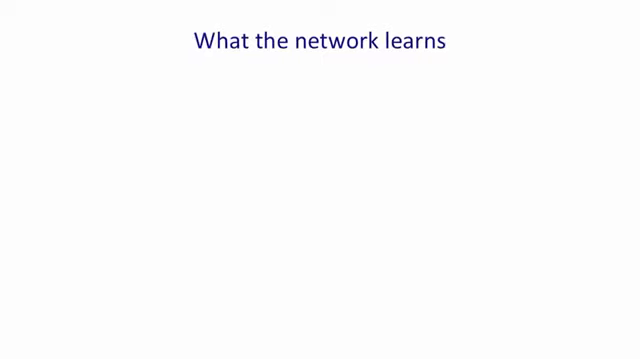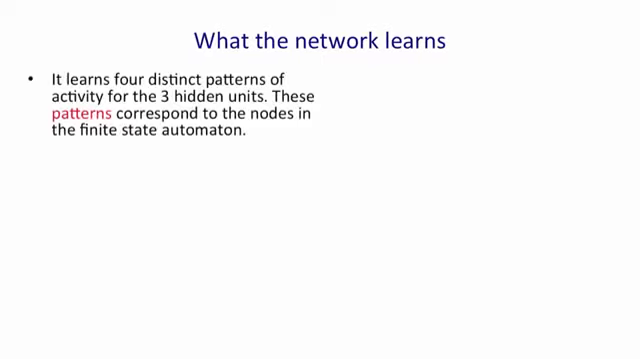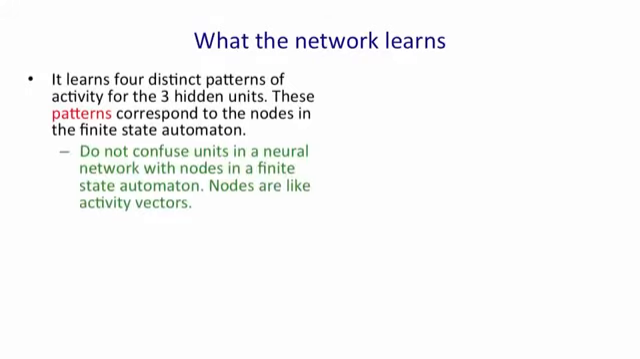It's interesting to look at what the recurrent neural network learns. It learns 4 distinct patterns of activity in its 3 hidden units, and these patterns correspond to the nodes in the finite state automaton for binary addition. We mustn't confuse the units in a neural network with the nodes in a finite state automaton. The nodes in the finite state automaton correspond to the activity vectors of the recurrent neural network.